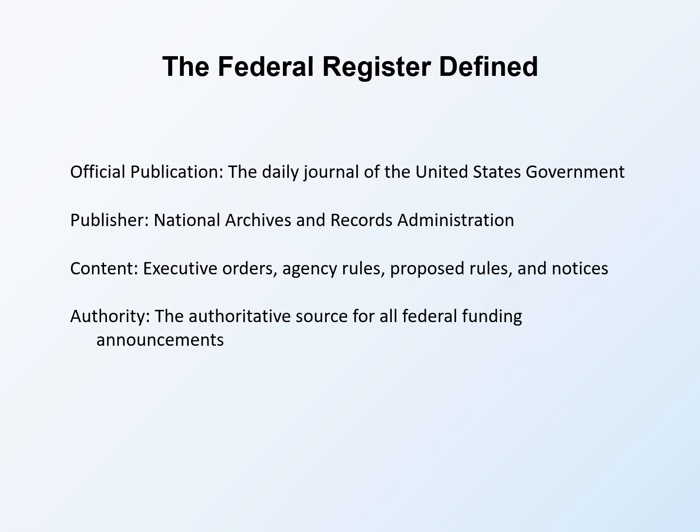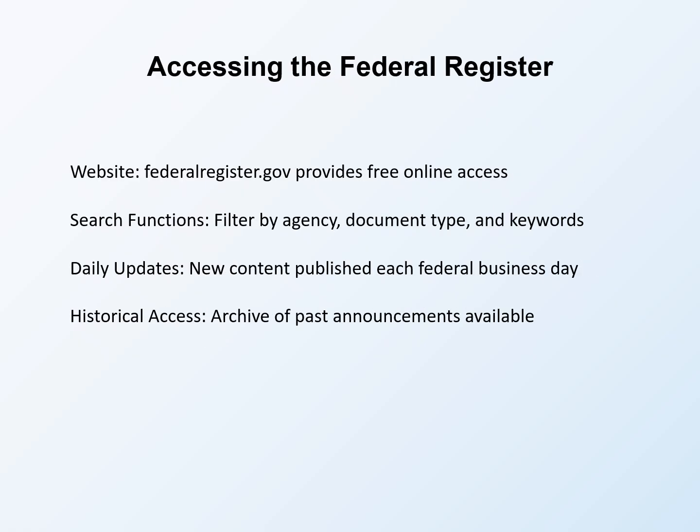The authoritative nature of the Federal Register means information you find elsewhere ultimately derives from this source. Databases, alert services, and aggregator websites pull their federal opportunity data from the Federal Register. When you need to verify that information about an opportunity is accurate and current, the Federal Register is your definitive reference. Accessing the Federal Register is free and straightforward through its official website.